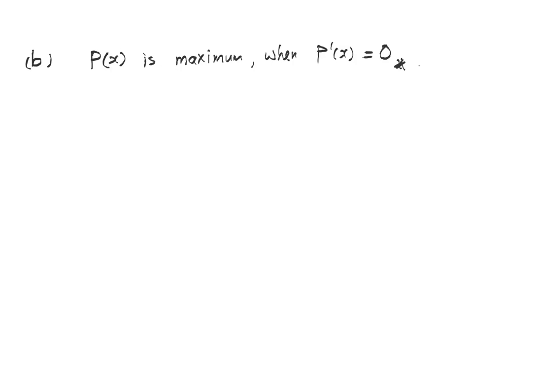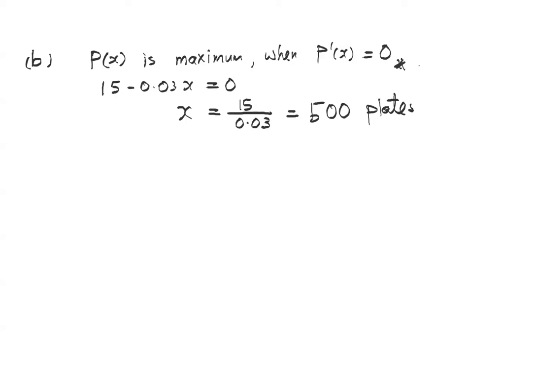So therefore, I put down 15 minus 0.03x is equal to 0. So my x will be equal to 15 divided by 0.03. Am I right? So the answer is, someone give me the answer, please. 500 plates. So I still have to prove that. So he said, when does this occur? So I said, when it produces 500 plates.